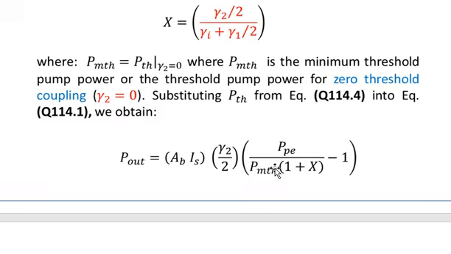And you see that I have replaced the P threshold, that is the threshold power, by the term on the right hand side of equation 4, which is the PM threshold multiplied by 1 plus capital X. So this is the whole equation 1, and P threshold has been replaced by PM threshold, that is the minimum threshold value, times 1 plus X from equation number 4.